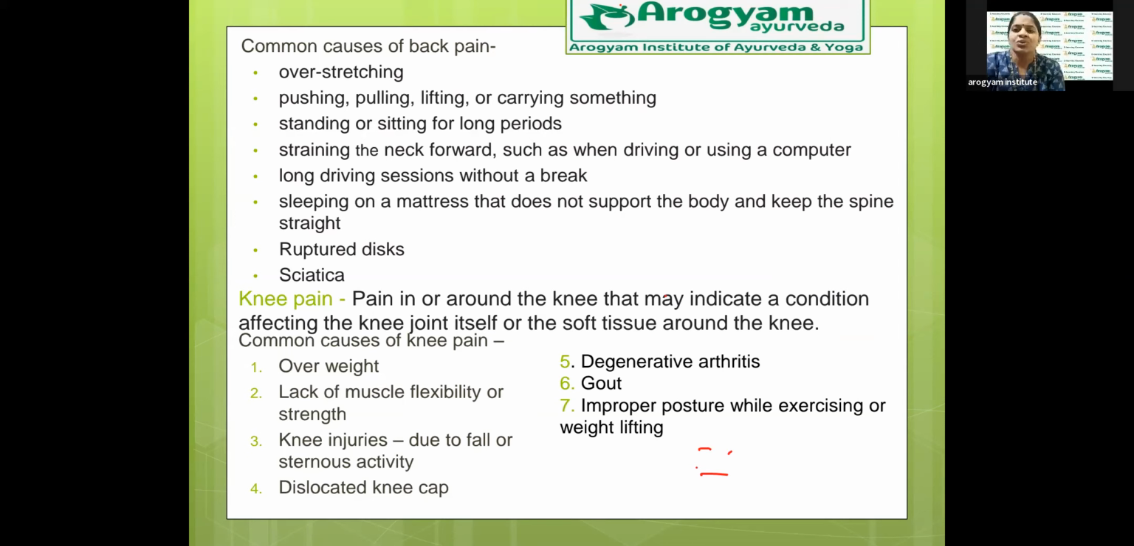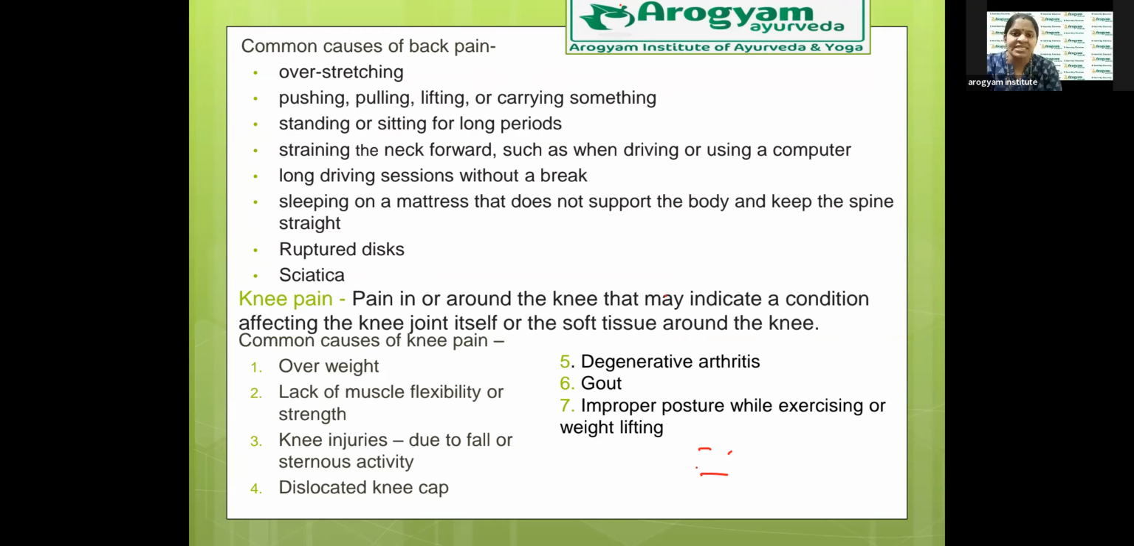Okay, so then long driving sessions without a break. This is a very important cause because driving is a multitasking type of job, isn't it? So your position has to be very good when you're driving. Then sleeping on a mattress that does not support the body and keep the spine straight. So this should never be done. That wrong mattress, wrong bed can also cause joint pain.